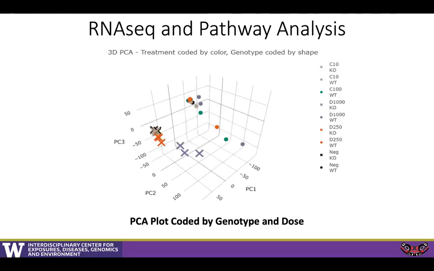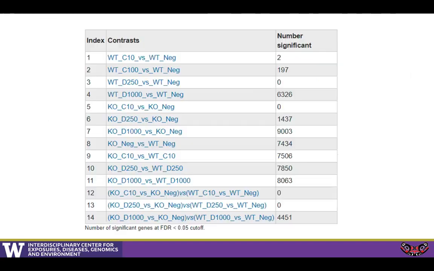Now, if we look at the pathway analysis from the RNA-seq data, we can see, first of all, through principal components analysis, the biggest difference we see is between the two cell lines themselves. The X's are the knockout cells and the circles are the wild type cells, showing that the amount of variability in the data is mostly attributed to this genotypic difference between the two cell types.